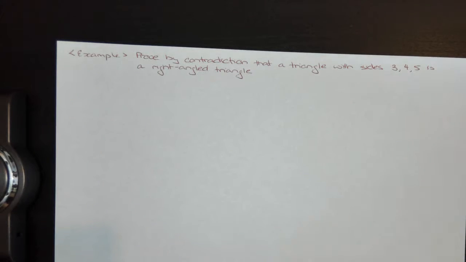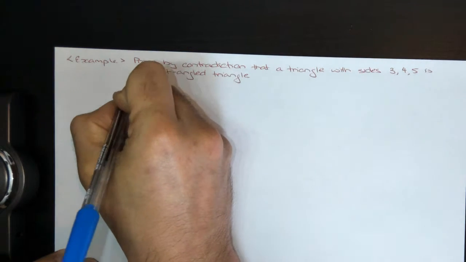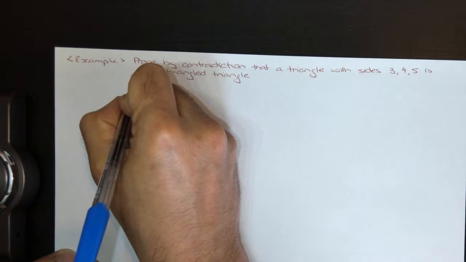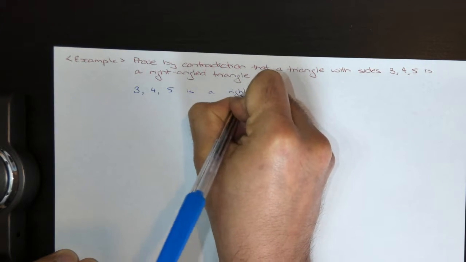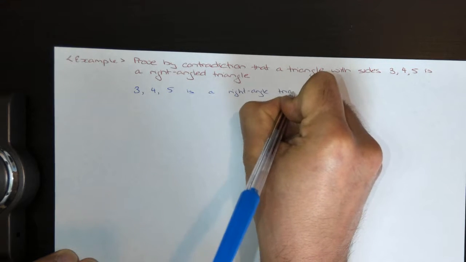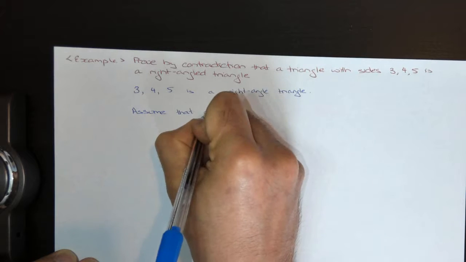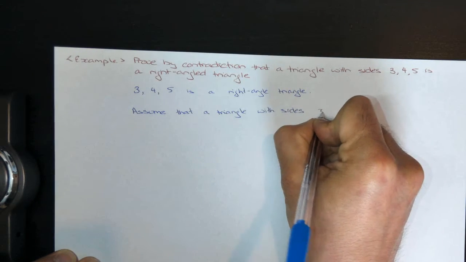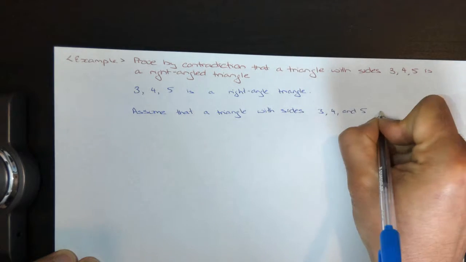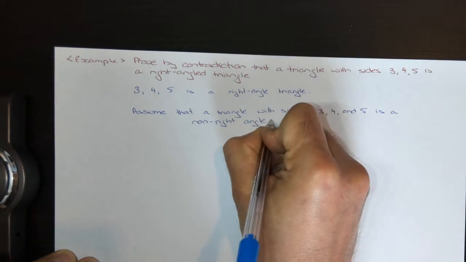So, one other example. We're going to prove by contradiction that a triangle with sides 3, 4, and 5 is a right angle triangle. The statement is that 3, 4, and 5 is a right angle triangle. So we're going to assume that a triangle with sides 3, 4, and 5 is a non-right angled triangle.